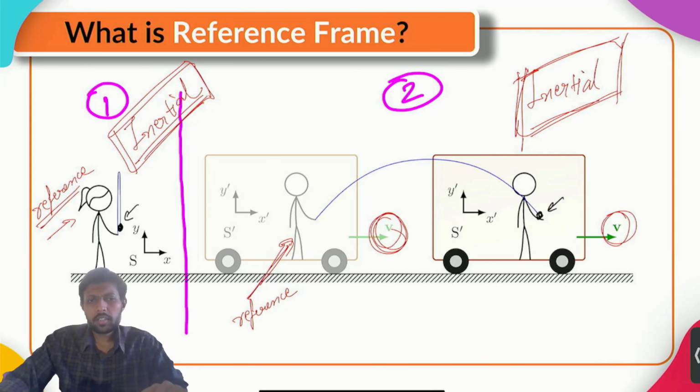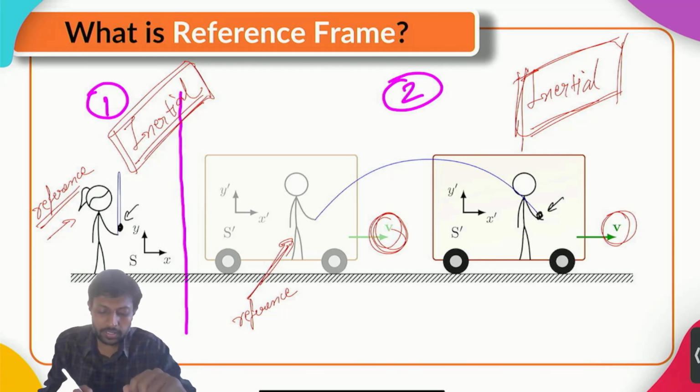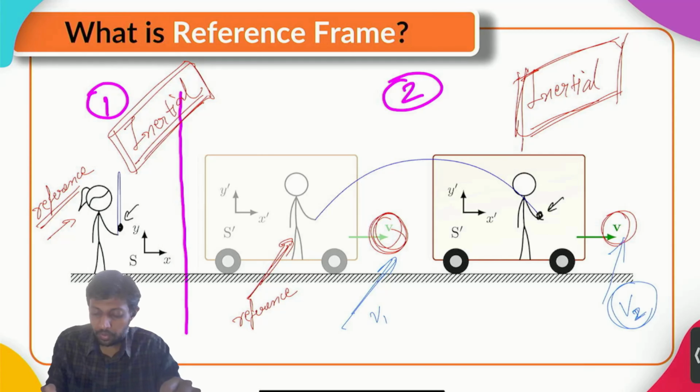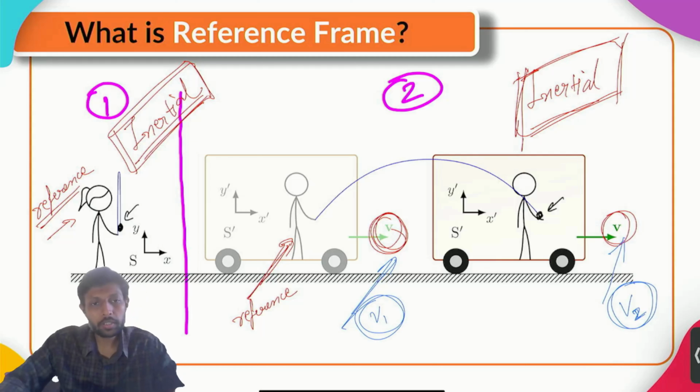We'll look into non-inertial frames of reference now. Non-inertial frames are frames that are accelerating. So instead of this velocity v, if we had something like v1 here and v2 here, it doesn't matter whether v1 is bigger or v2 is bigger.